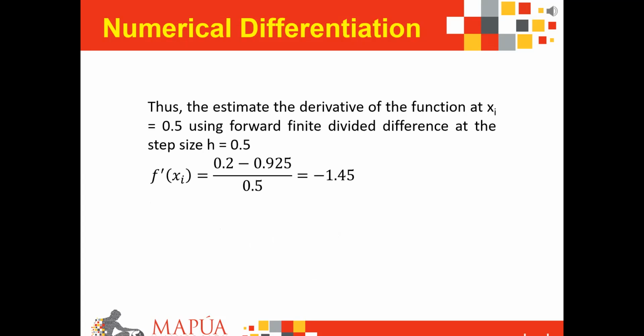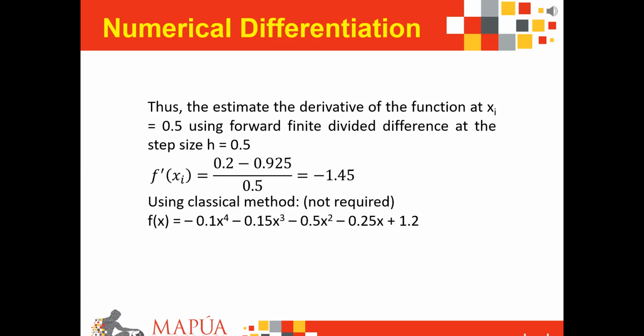In order to determine whether this particular first derivative would be accurate, let me use the classical method, although this is not required. Given the function, the first derivative of this given function would turn out to be negative 0.4x cubed minus 0.45x squared minus x minus 0.25.